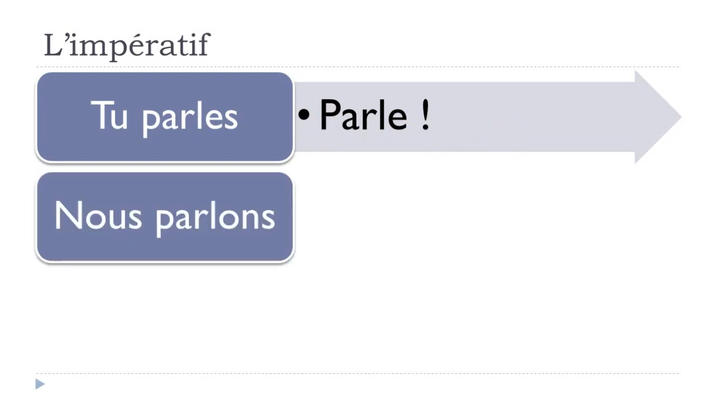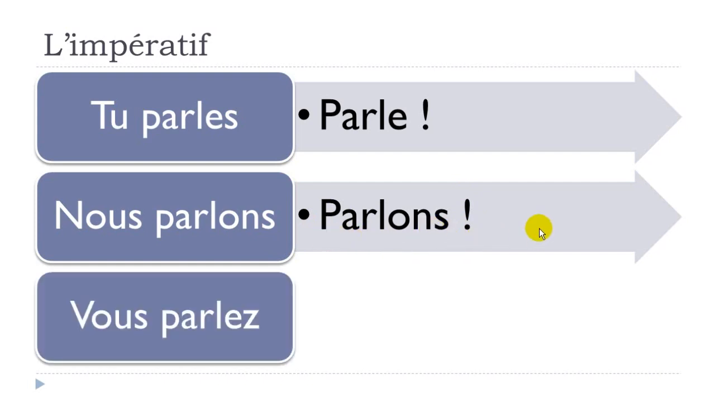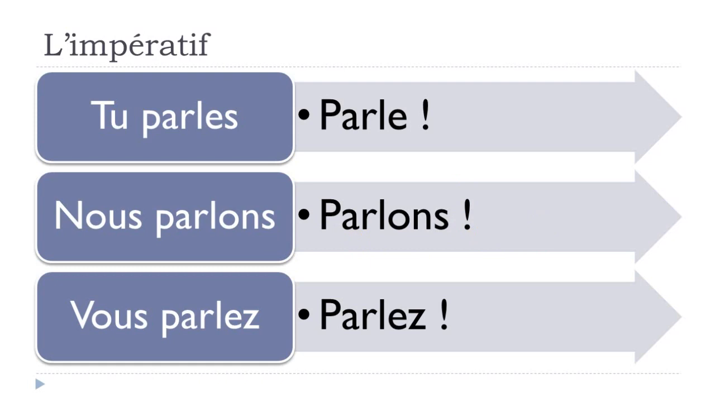Then nous parlons, the present form. It's quite easy: you don't change anything, you just put it back here. Don't put the pronom personnel, of course, just put the point d'exclamation at the end, and you've got your imperative form, parlons. And then vous parlez, same thing here: you just keep it like it is in the present, and you put your point d'exclamation at the end.